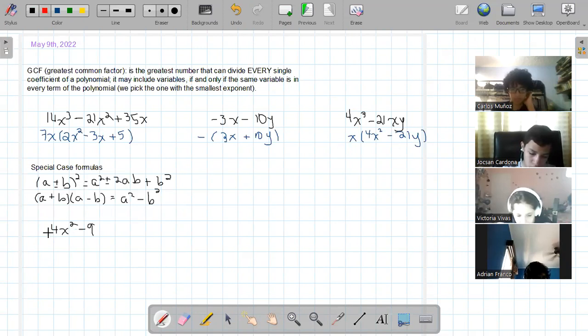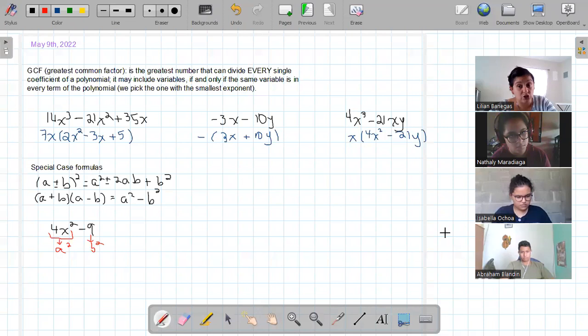I know that this is supposed to be, according to the formula, a squared, and this should be b squared. But now I need to find a and b, not a squared and b squared. So that means that I need to find the square root. Remember when we talked about the inverse operations of exponents? We said that those were roots. Well, now is when we are going to use those roots.